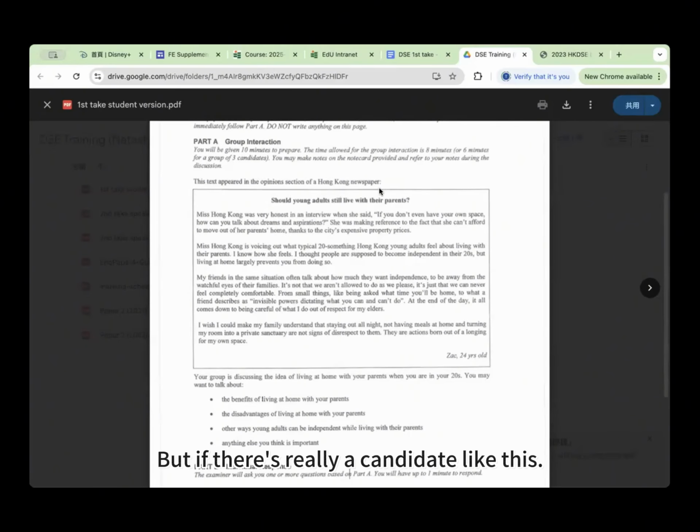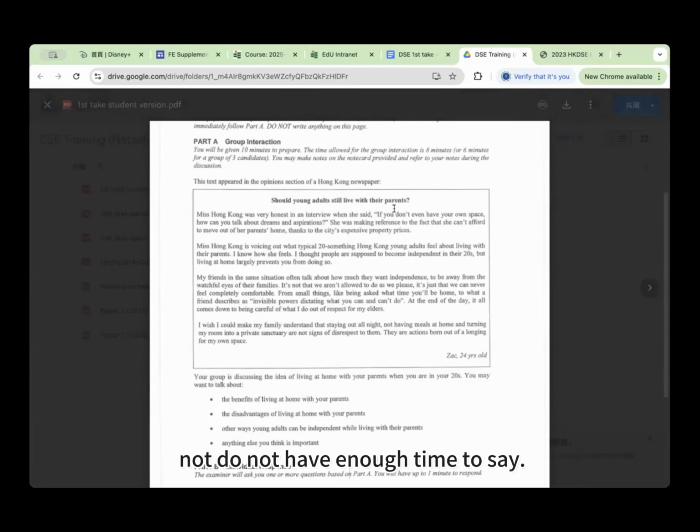But if there's really a candidate like this, maybe we can try to act as the leader to gently or politely interrupt their speech. For example, by saying, "Oh, sorry about that. I guess you have a lot of great points to share. Maybe we can invite some of the other students to share their ideas as well." Make sure that you're polite and gentle when doing this, and then the examiner will understand that the person is too talkative and the others do not have enough time to speak. This is how you can do that.